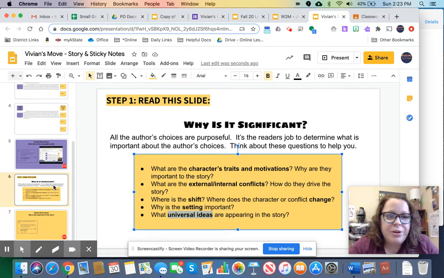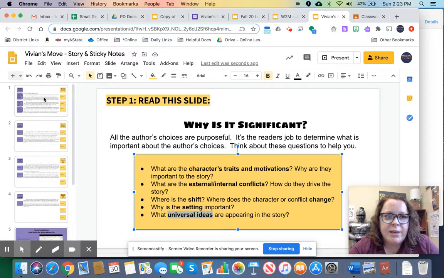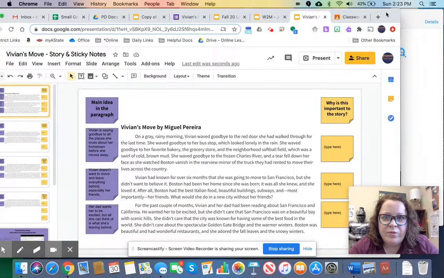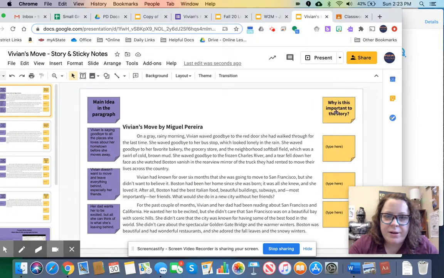So I'm going to show you how to do the yellow side of the sticky notes again with that first part of Vivian's move. We went through the purple ones just a moment ago. We're going to go through the yellow ones now. Let's move this over where you can see it. There you go. So we know that in the first paragraph here, Vivian is saying goodbye to all the places she loves about her hometown before she moves away.